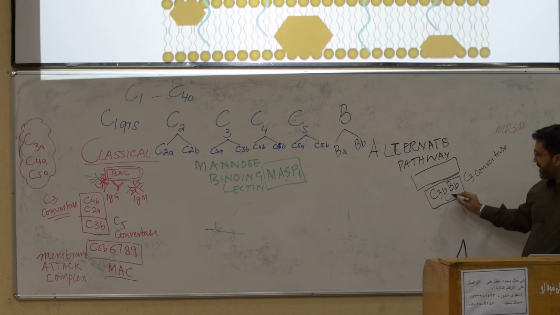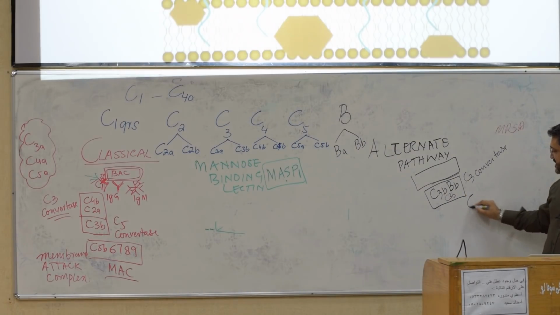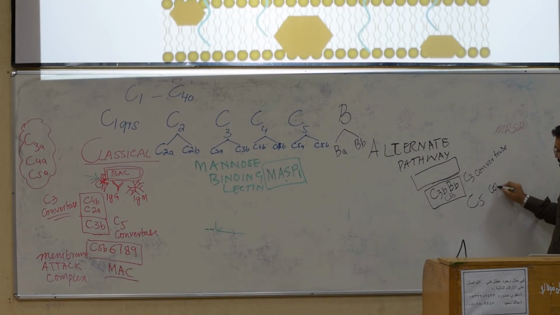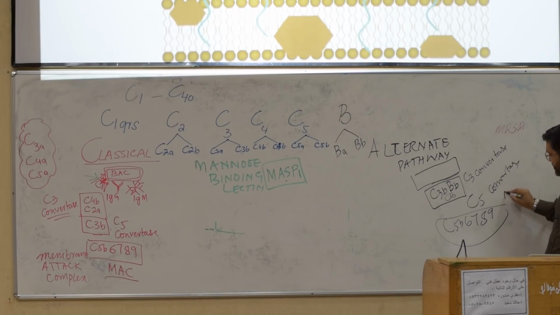So it will be joined by more C3b, and now this will be called C5 convertase. And then C5b, C6, C7, C8, 9. What is it called? MAC.